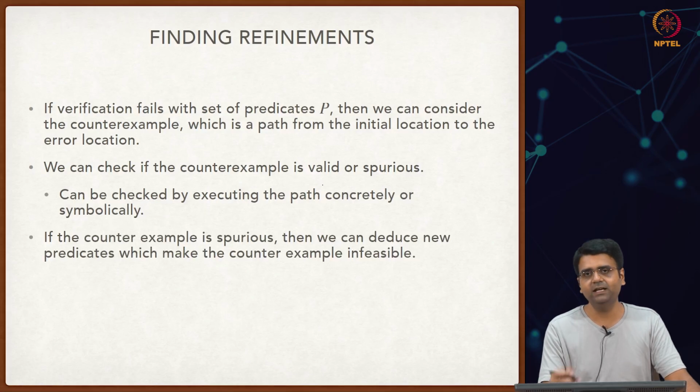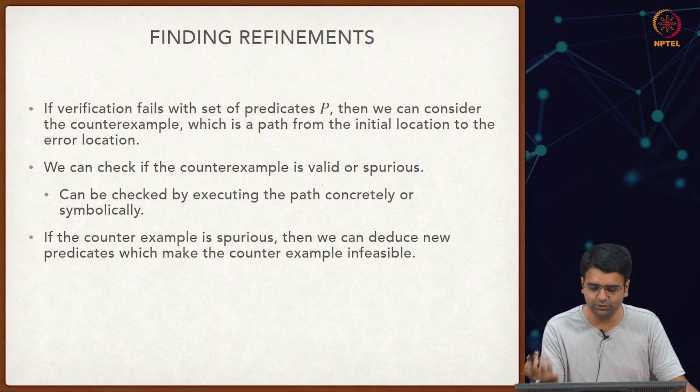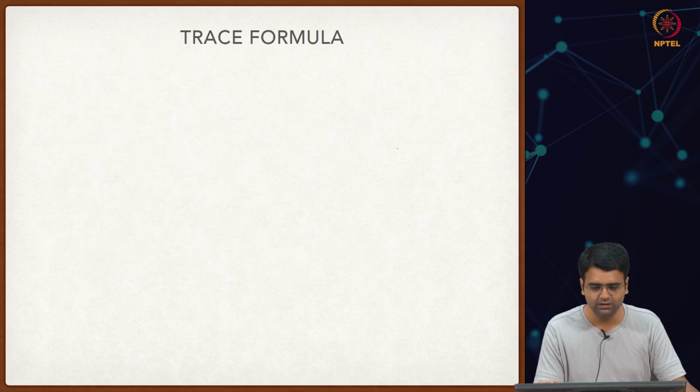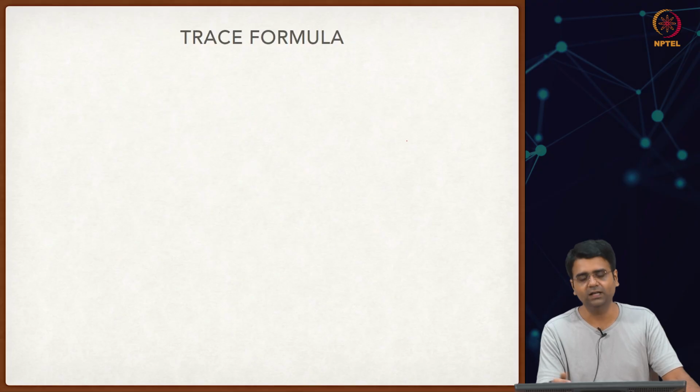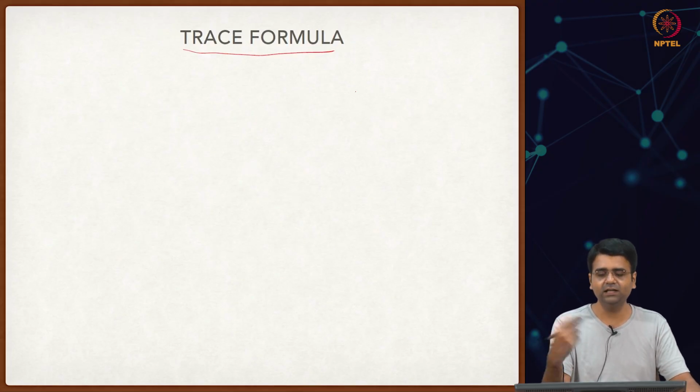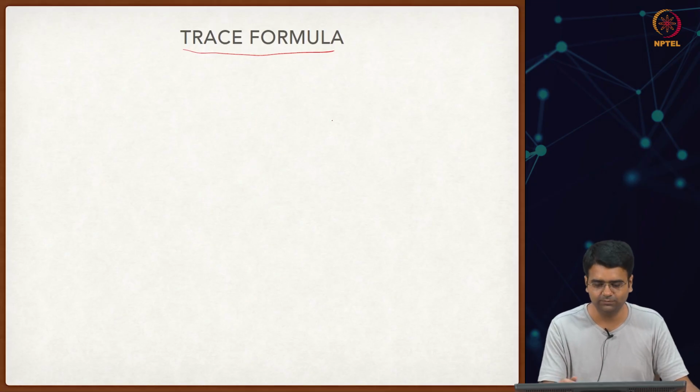If it is valid, of course the program is unsafe. But if it is spurious, then how do we know whether the program is safe or unsafe? What we need to do is refine the abstraction domain so that the spurious counterexample goes away, which will make the counterexample infeasible. Let us see how to do that using this notion of a trace formula, which, as it happens, is also one way to symbolically execute a path in the program.